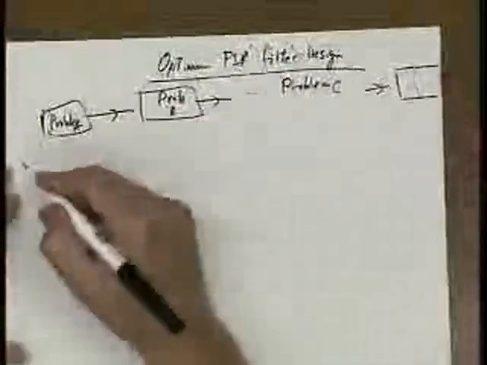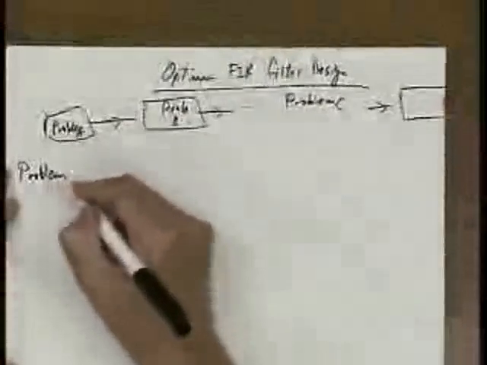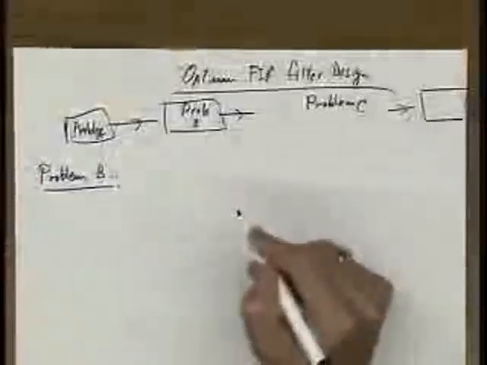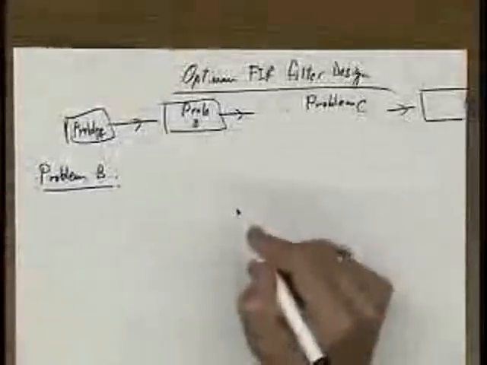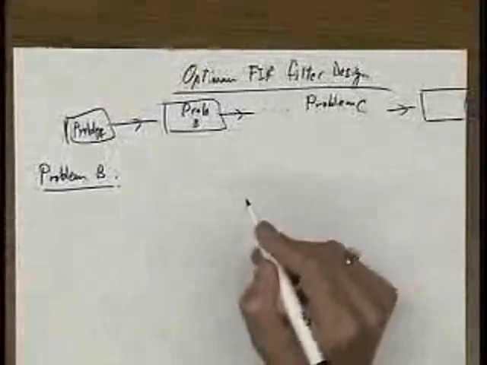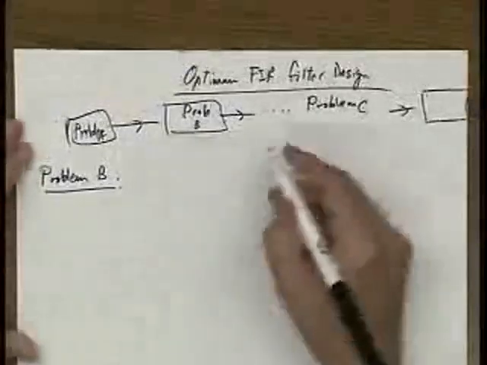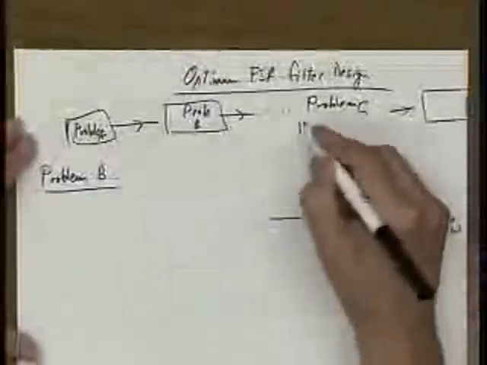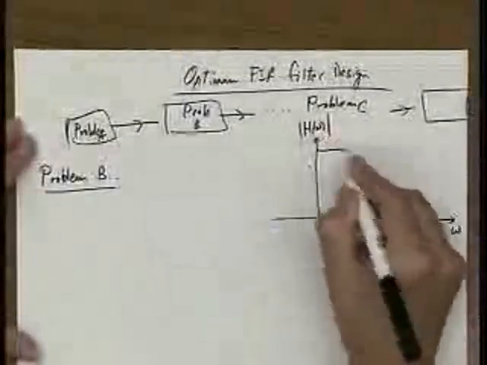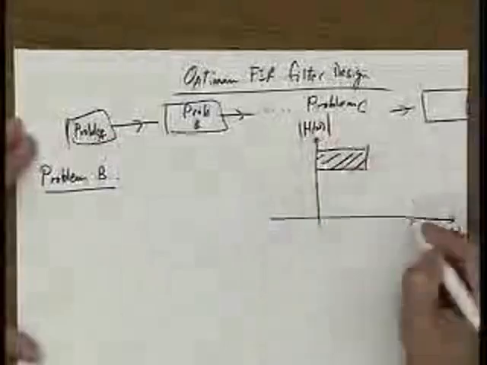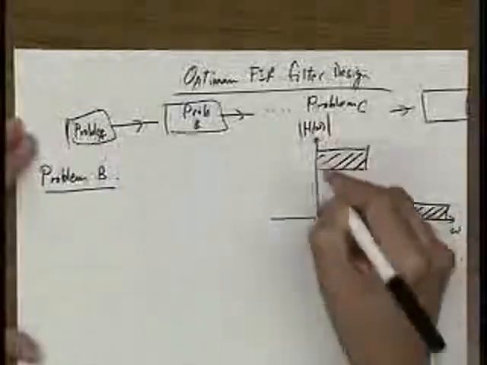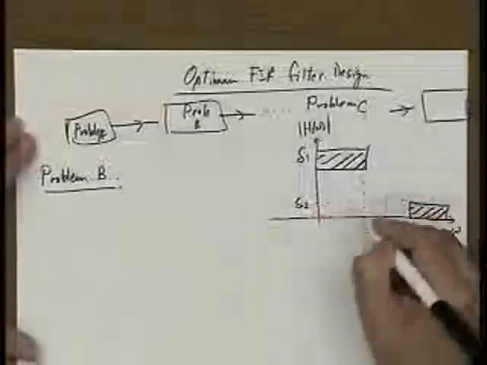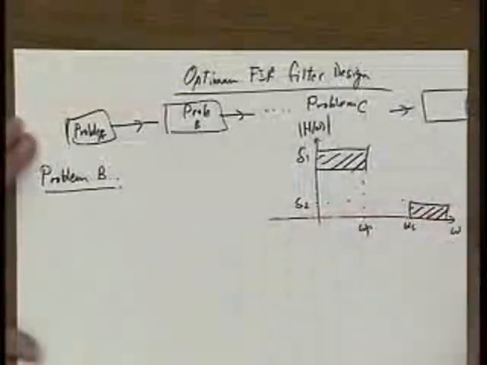So just as a reminder, in today's lecture, for problem B, just the statement of it, I'm not going to show that solving problem B is equivalent to solving problem A, but the statement of problem B is as follows. Again, just to set everything up, this is the problem statement, delta 1 here, delta 2 here, omega p here, and omega s here.